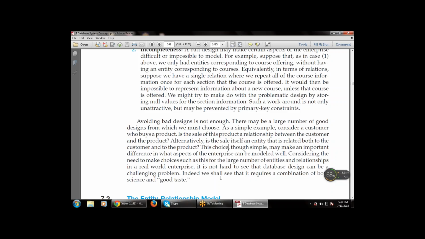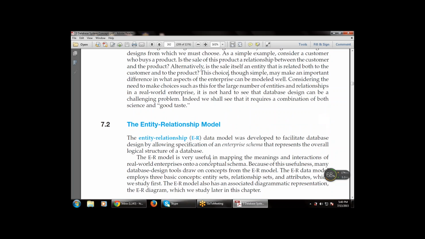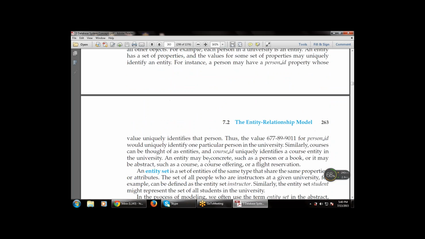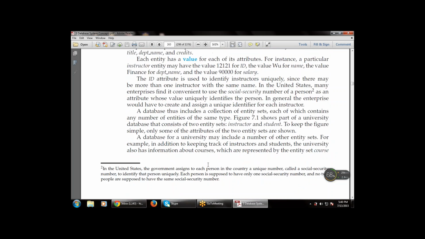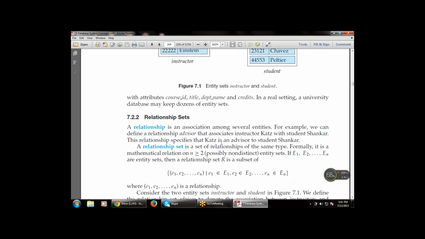Now, next is the ER model. We are finished with the two pitfalls. The ER model is a lengthy topic, and an important topic also, so I am not going to start right now.